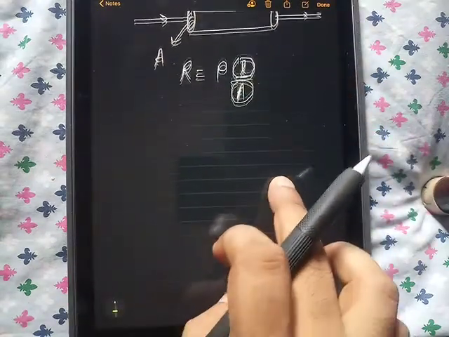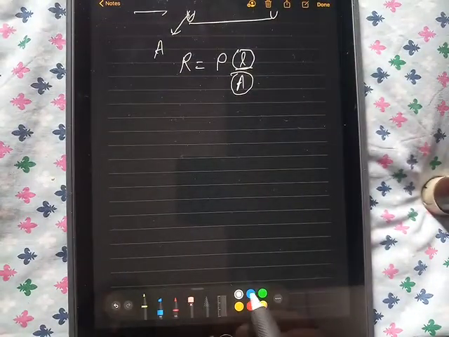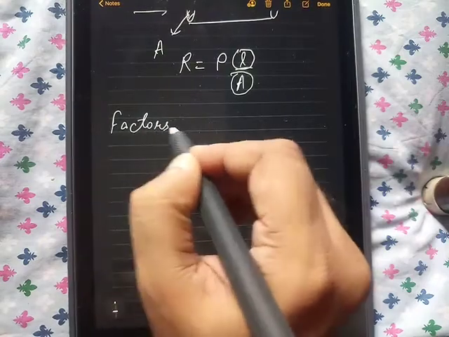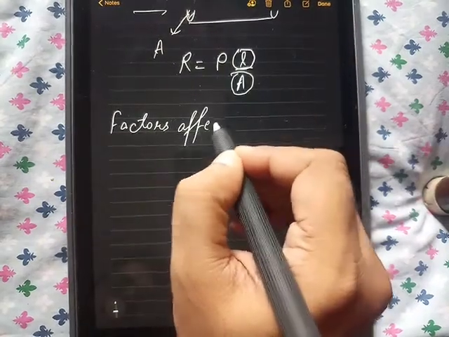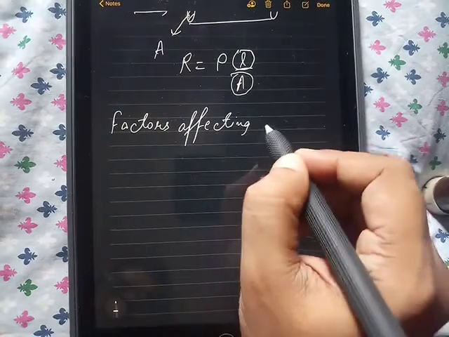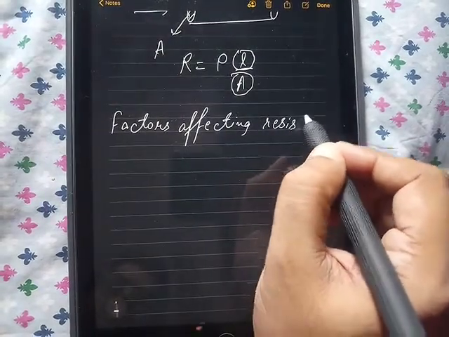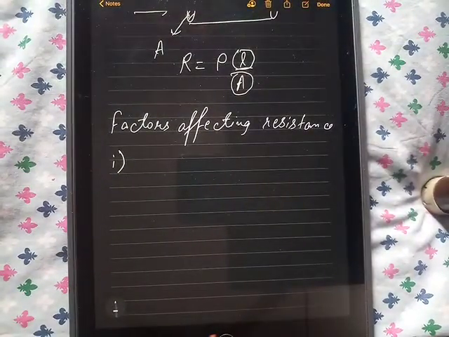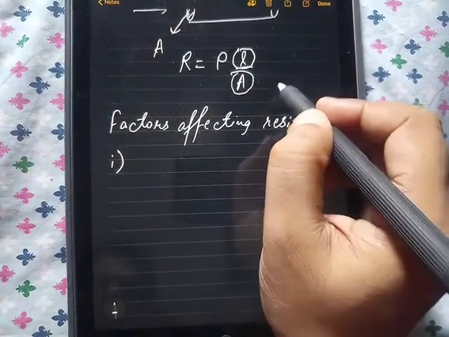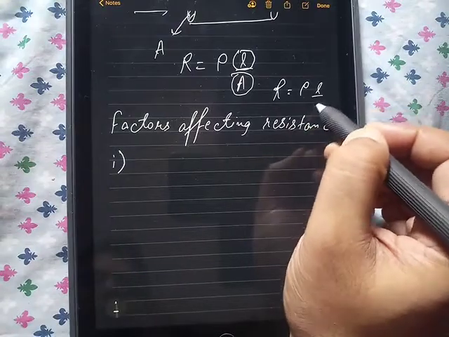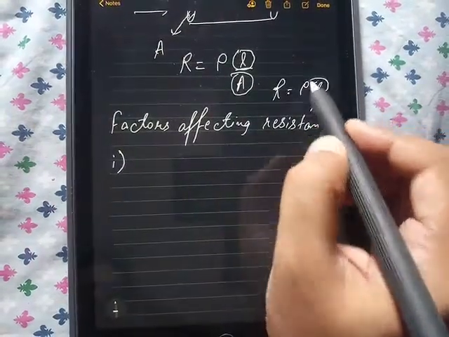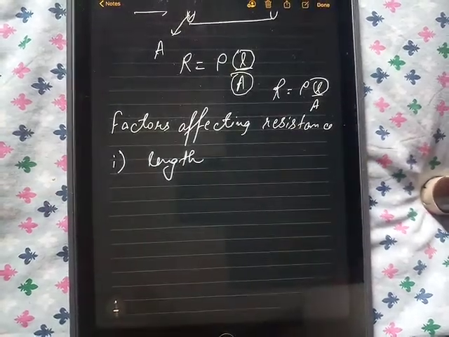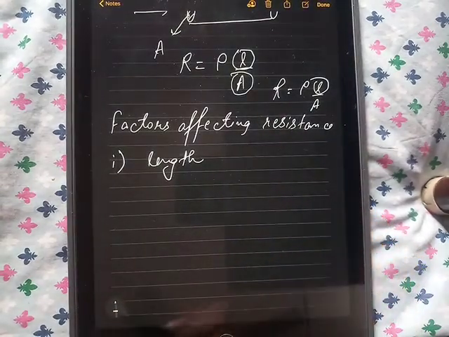So what are the factors affecting resistance? Point number 1. As the formula suggests, R equals rho L by A. Length of the conductor. If length increases, the resistance will also increase.